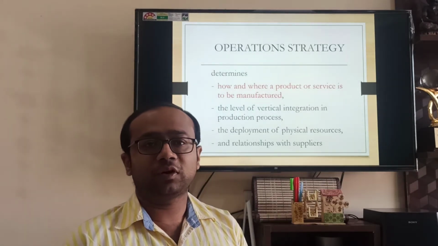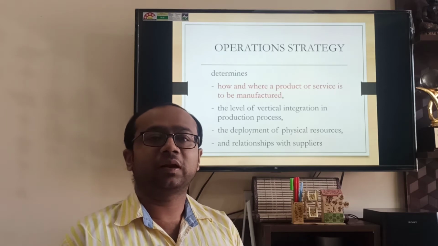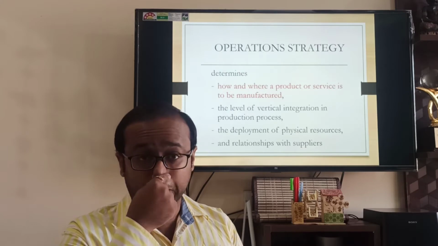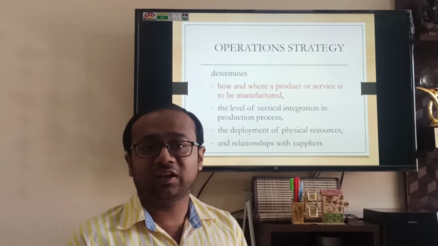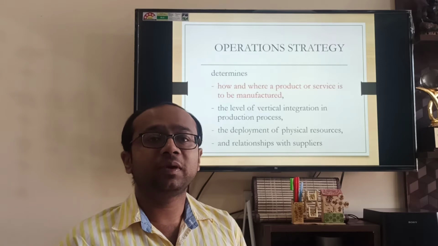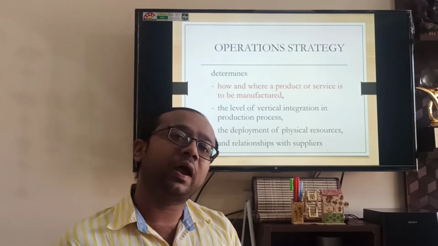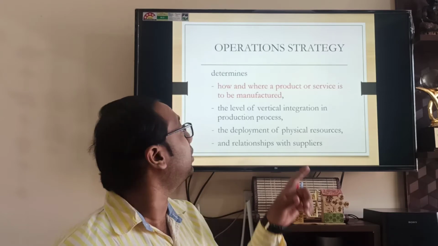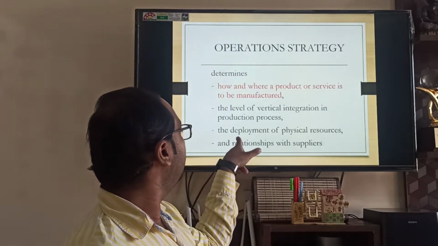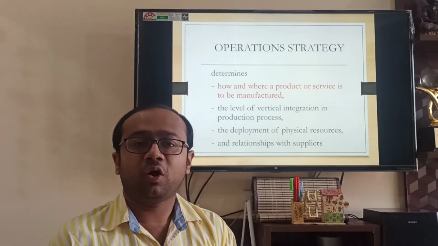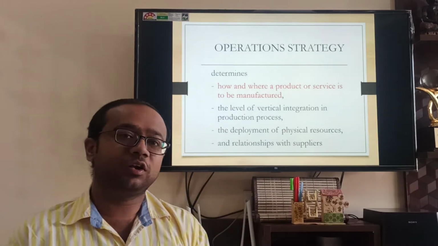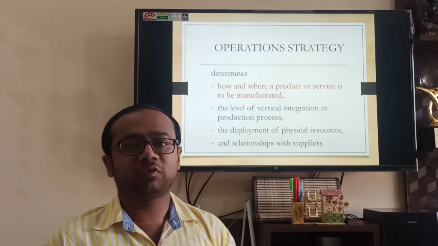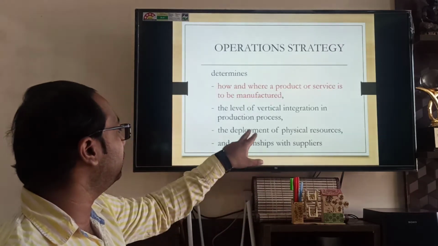Level of vertical integration in the production process. The production process will comprise various stages, for example cutting, binding, mixing, grinding, depending upon the industry. If it is electronics, assembling, testing, everything. So at what level of integration you want to operate, all those decisions lie in this operations strategy. Deployment of physical resources. For any kind of operations, various physical resources are required, like land, labor and all. So what physical resources will be there, at what level, all those decisions come in again.